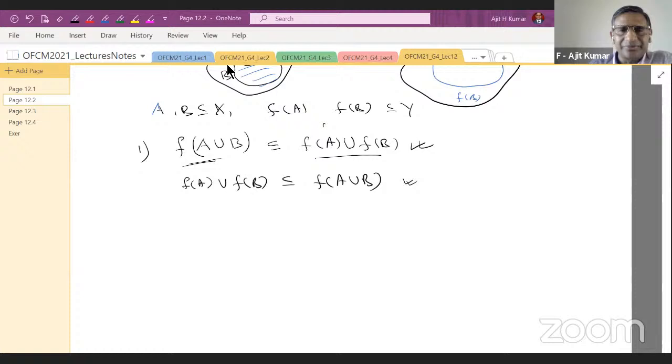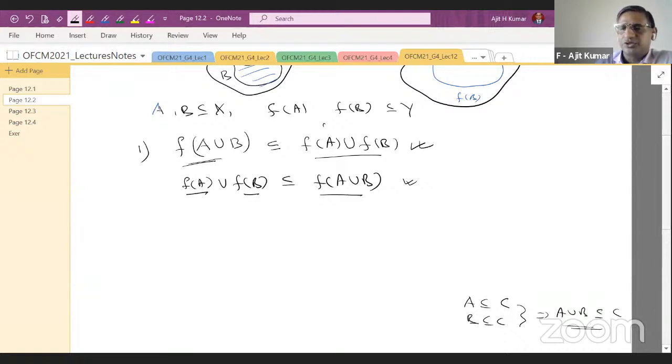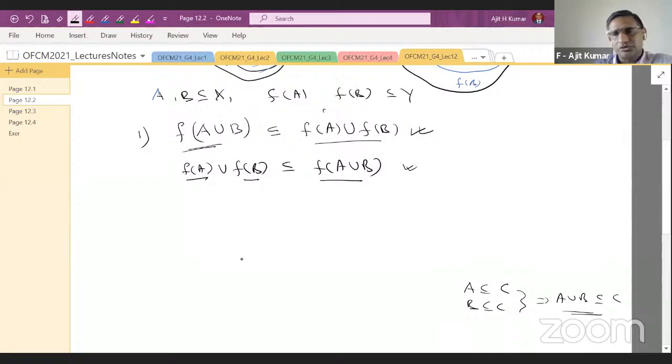So f of A is always a subset of f of A union B. Similarly, f of B is a subset of f of A union B. Therefore, f of A union f of B will be a subset of f of A union B. What we are using is, if A is a subset of, let us say, C, and B is also a subset of C, then from these two together, A union B is a subset of C. That's what we are using. So this is also true.